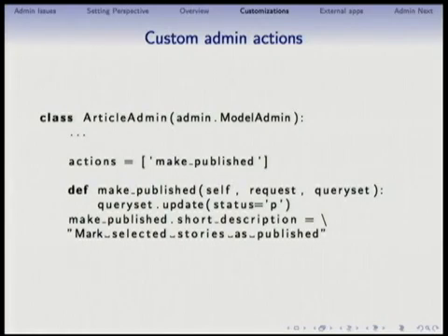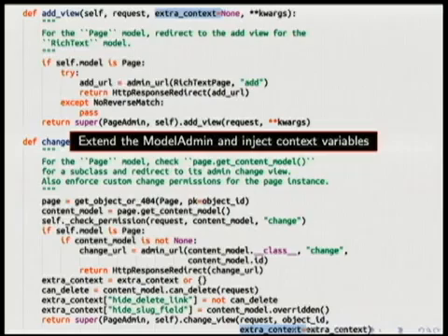Similarly, adding custom actions is also pretty simple. You add a new method to the model admin and then set a short description on it so that you see that in the drop-down name, and then you add it as an action attribute also.